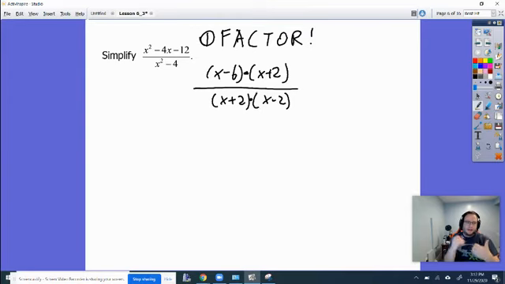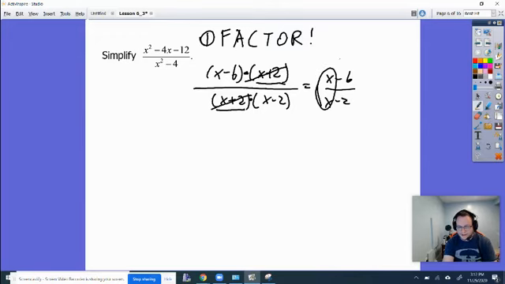So now I can cancel stuff out. I can take this x plus 2 and this x plus 2 and cancel them. And I'm left with x minus 6, x minus 2. Now again, we cannot cancel these x's out because there's subtraction happening between them. So this is my simplified answer.